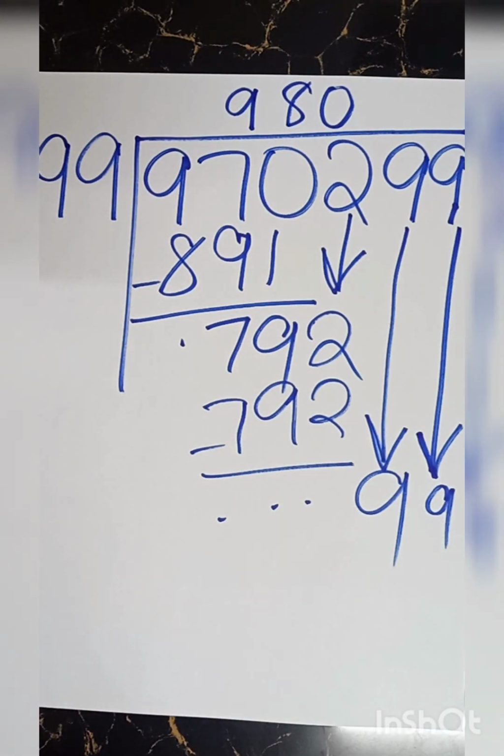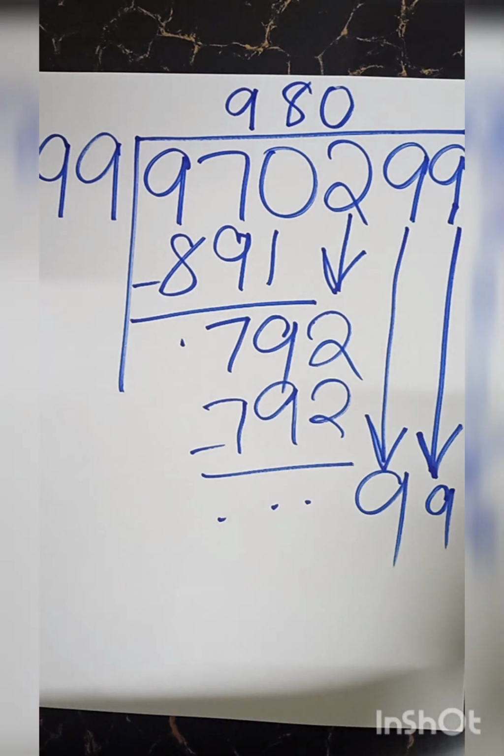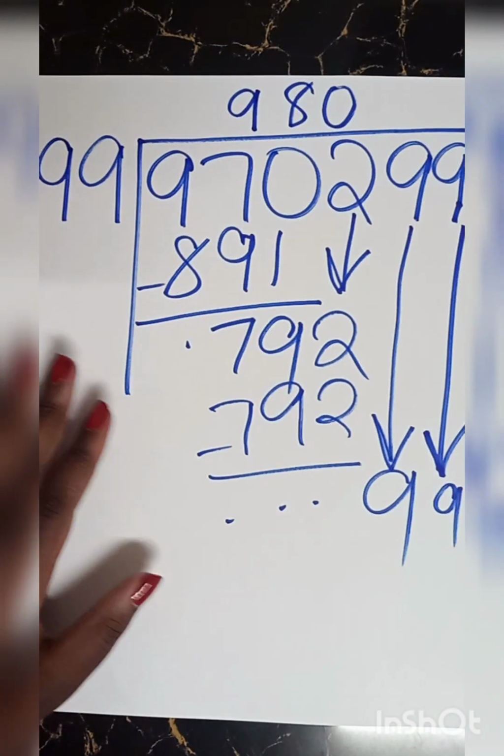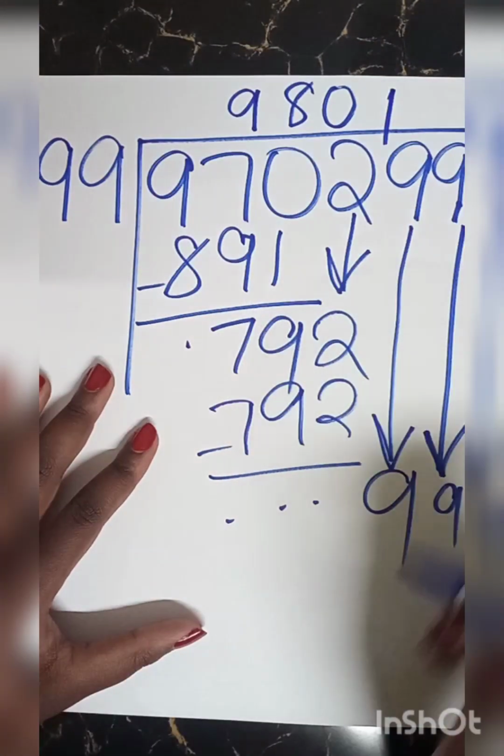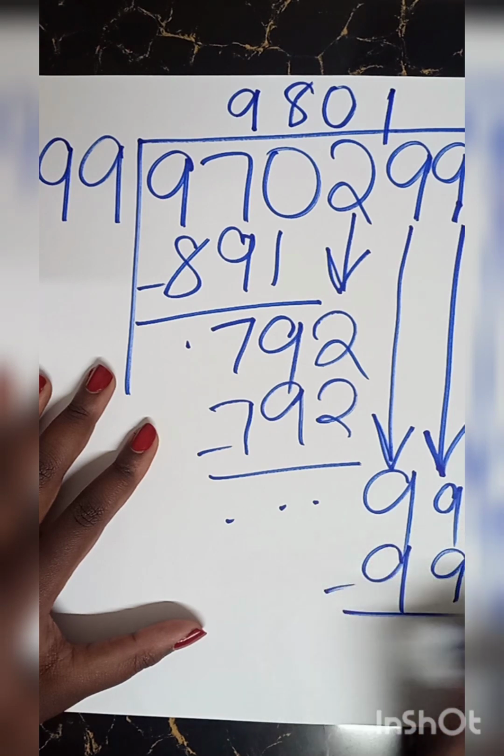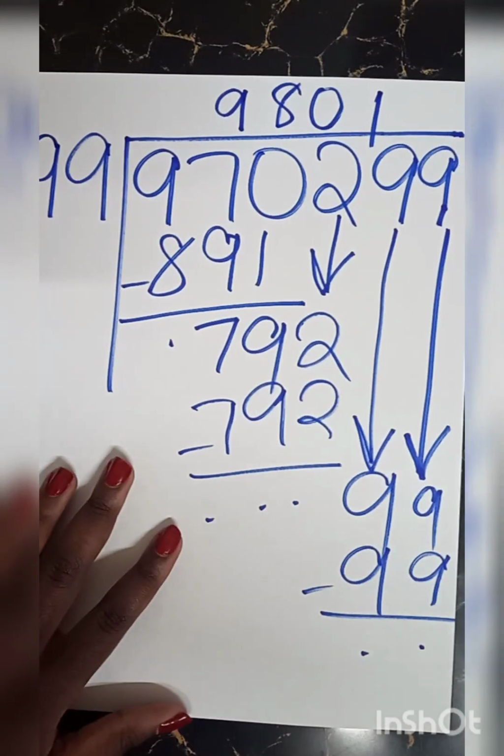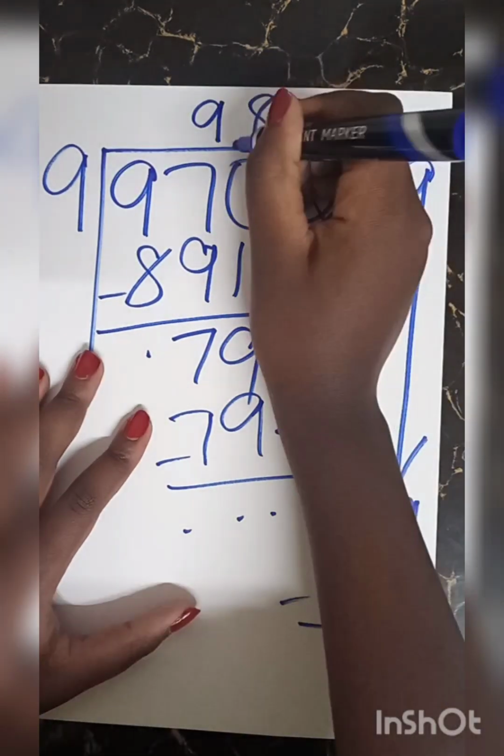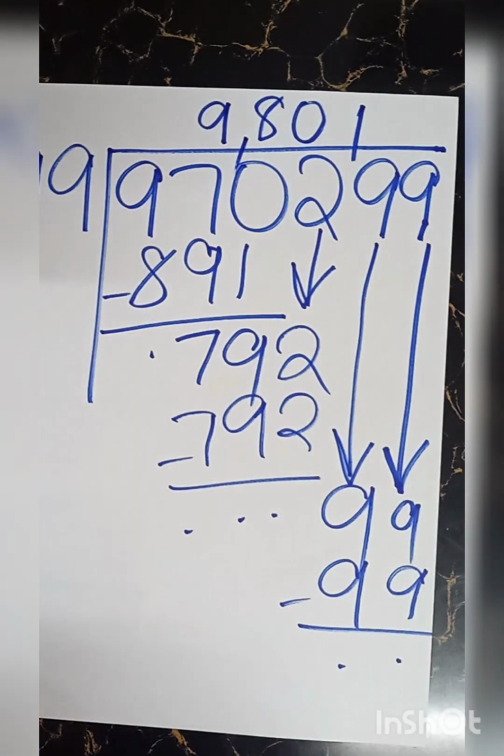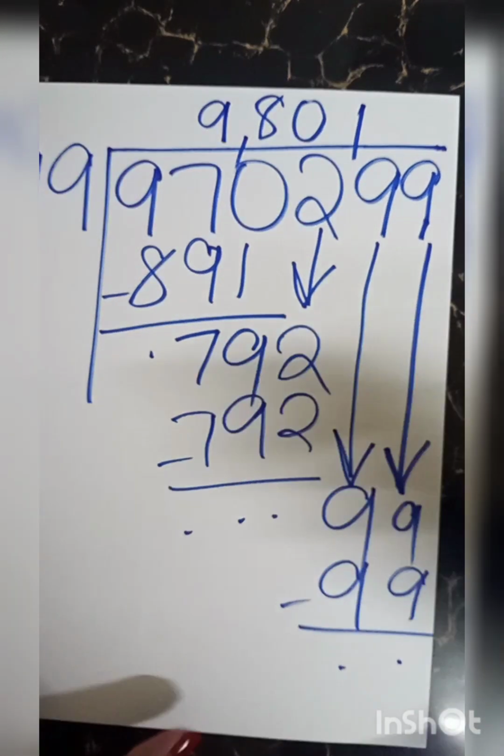So where is 99 in table 99? Yes, 99 is here. So you'll write a 1, because 1 times 99 is 99; any number times 1 is that number. When you subtract, you get 0. So with that, you have your answer. The answer to this question is 9,801. Have you seen how easy that is?